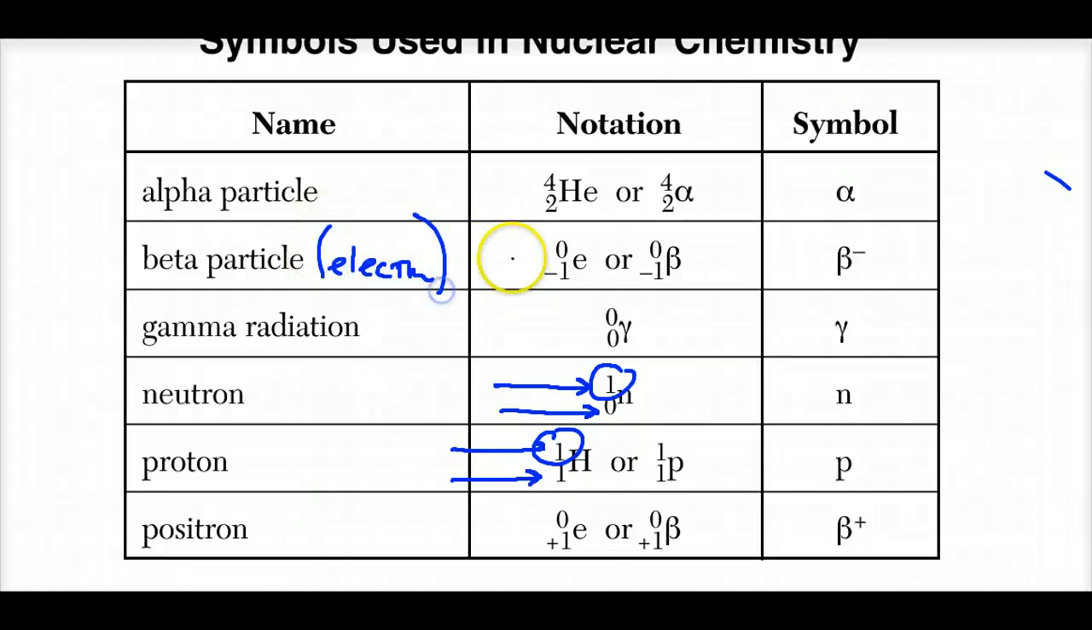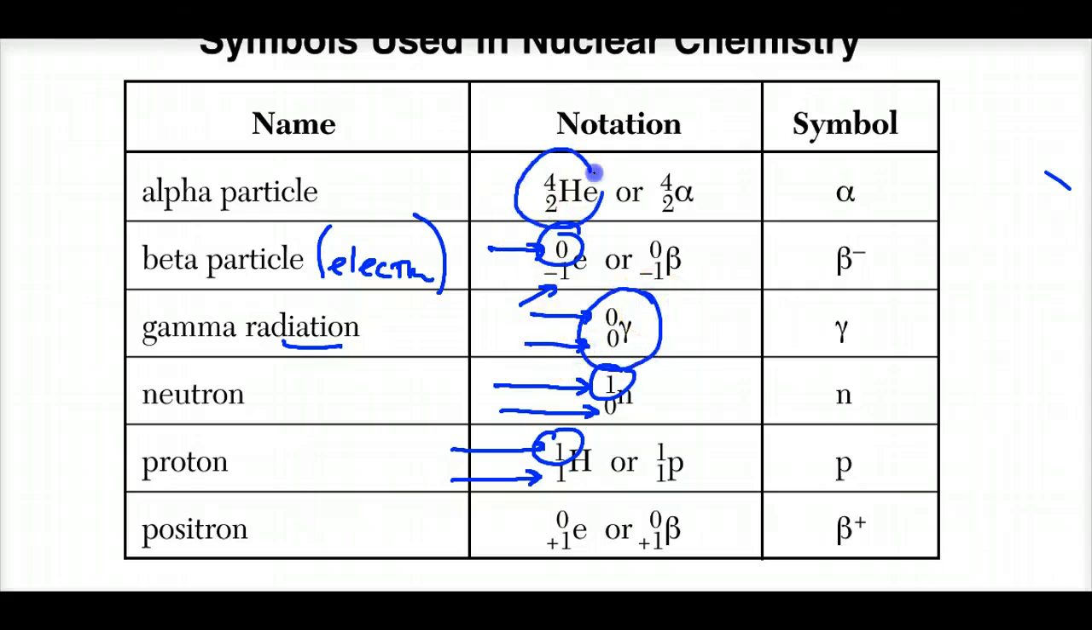Electrons are beta particles, and they have a mass of 0 and a charge of -1. In truth, they are about 2,000 times lighter than a neutron or proton. They put a 0 here because its mass is insignificant. Gamma radiation has no mass and no charge. That's why this has the greatest penetrating power.